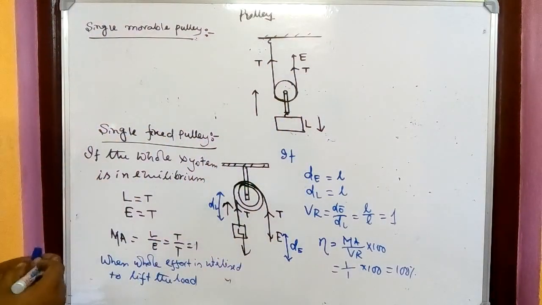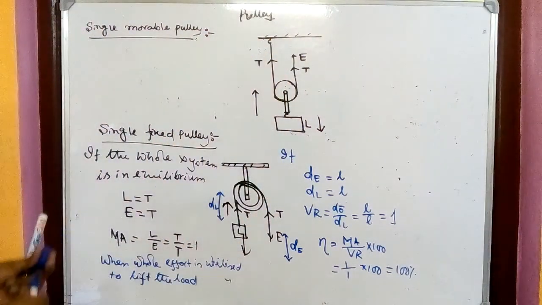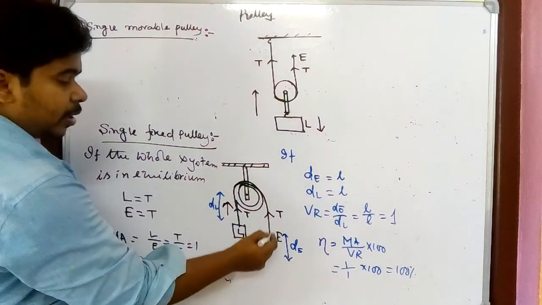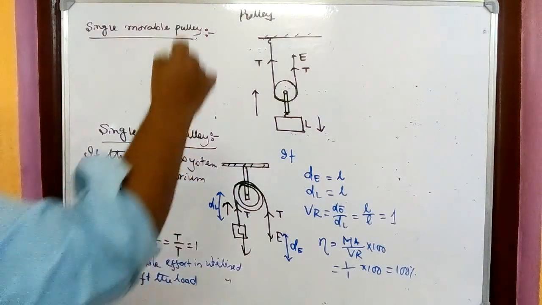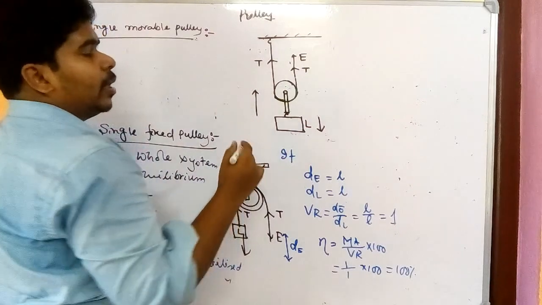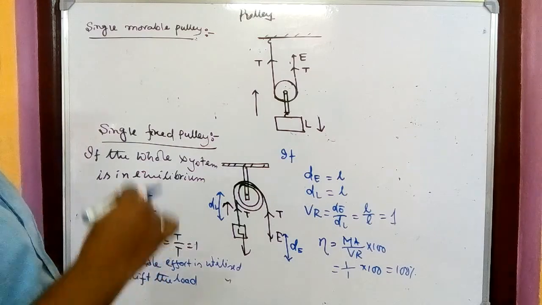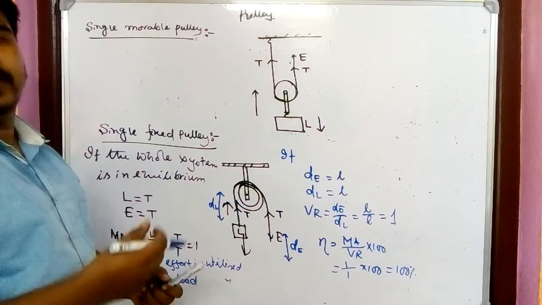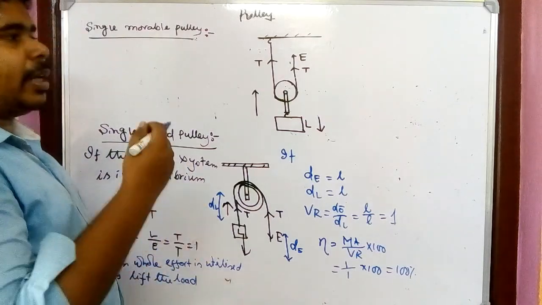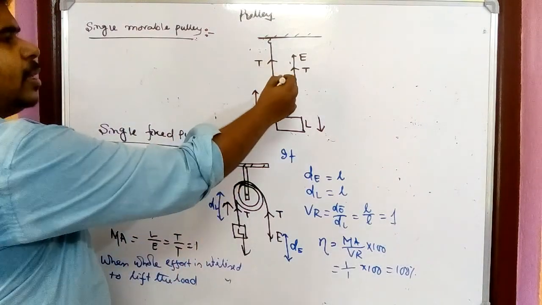Now if I am talking about the string in which I am applying the effort, in whichever direction I apply effort, the tension is also acting in the same direction. But in the previous part, the direction of effort and the direction of tension were not the same. Here the tension is acting as the effort. That means you are lifting the load, so you are giving tension to the string, and that is your effort.